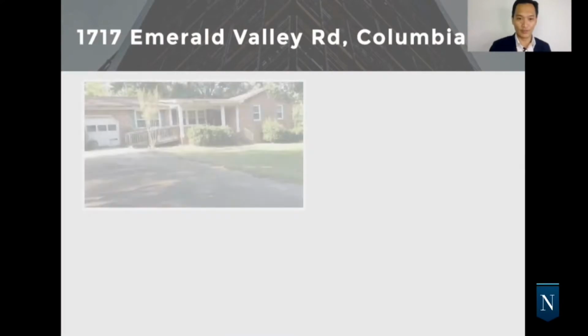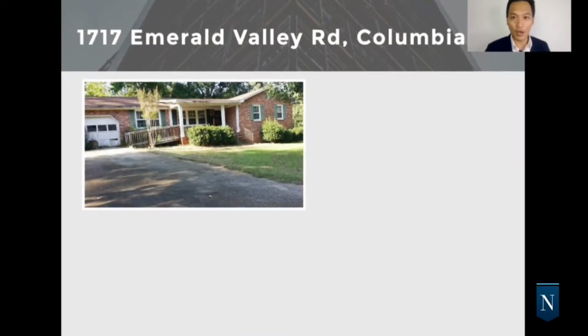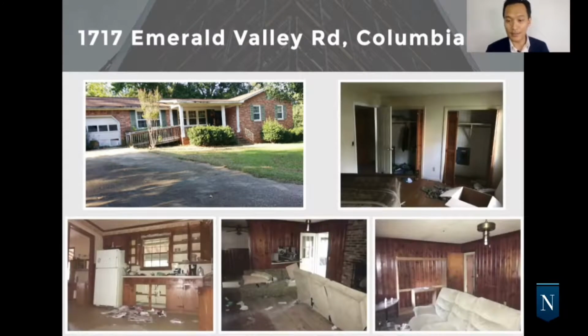Alright guys, this is the case study as promised. It's located in Columbia, South Carolina. It's at 1717 Emerald Valley Road. So let's take a look. This is the exterior picture of the property. And if you see here, the garage door is kicking and it's a bit faulty. The exterior doesn't look that bad, but the interior looks like this.